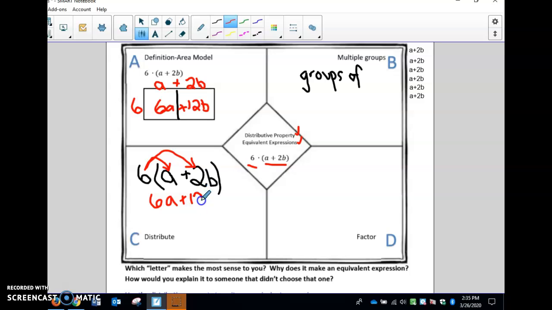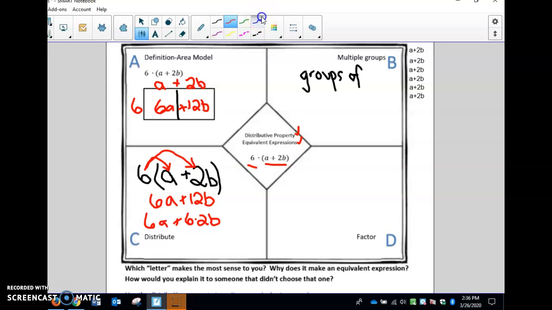Now, some of you might be thinking a lot about this learning target of how you can represent different expressions. Some of you might have represented this as 6a plus 6 times 2b. Notice that I did not multiply the 6 times 2 together. Even though we can say 6 times 2 is 12, this expression is a different expression, but equivalent to this one, which is equivalent to that one.